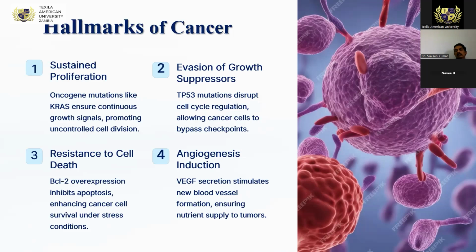And the third one is angiogenesis induction. The cancer cells produce several protein molecules which stimulate new blood vessel formation, and with the new blood vessels they establish a network with the adjacent cells to draw nutrition and other things, thereby they survive.